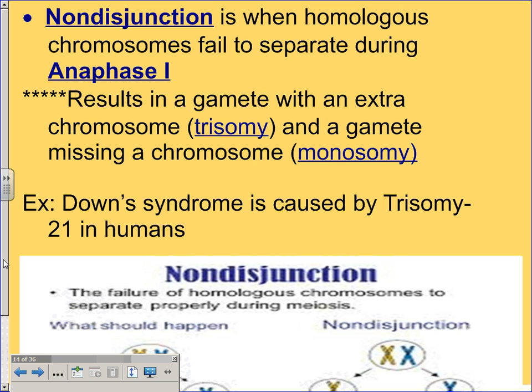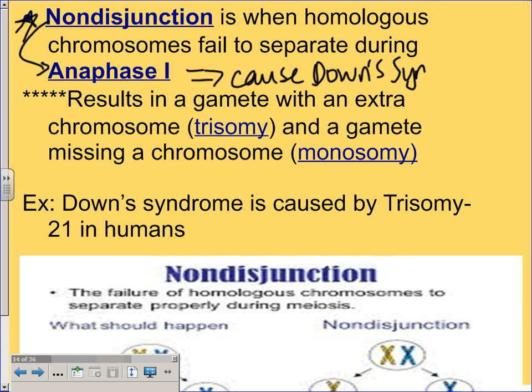You want to talk about anaphase now? Okay. I'm just going to mention this, and I want you to write down this word: non-disjunction. That is a big word, right? Non-disjunction can happen during anaphase 1, and that can cause Down syndrome. That's just one example.